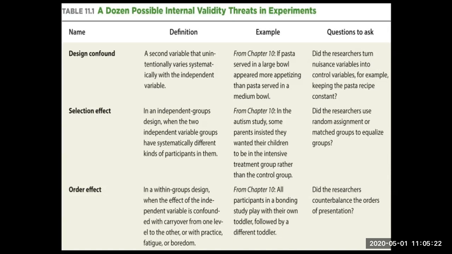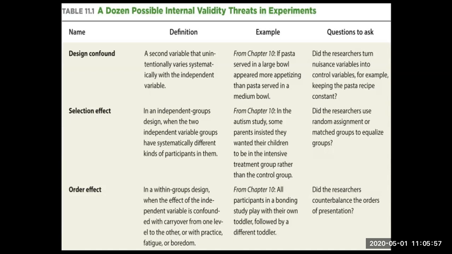So an example from chapter 10, if you let me refresh your memory before the exam, if pasta is served in a large bowl, and that pasta in the large bowl appeared more appetizing than pasta in a medium bowl, that would be a problem, right? We want to know that people took more pasta and ate more pasta simply because the bowl was larger, not because it was tastier or warmer or had meatballs or veggies in it, right? The meatballs would be an increase for me. The veggies would be a turnoff. But that may be different for some of you.